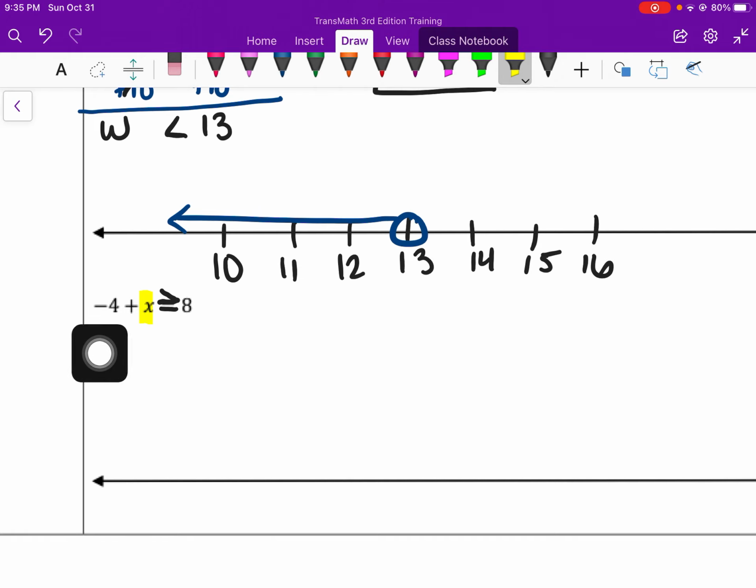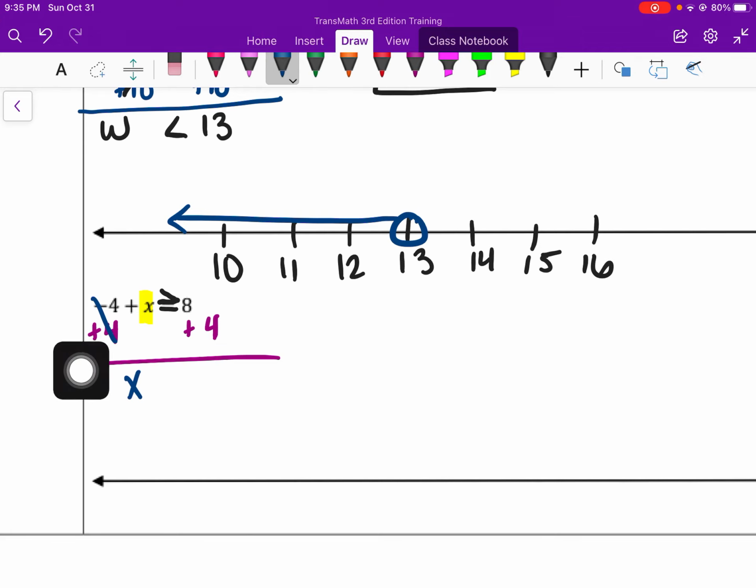Well, a -4 is the same thing as subtracting 4. So the inverse of -4 is a +4, or adding 4. So do that to both sides of the inequality, because -4 plus 4 is 0. And then you're left with just x on that side. As long as you add the same number to both sides, the inequality stays true and it stays facing the same way. Then 8 plus 4 is 12.